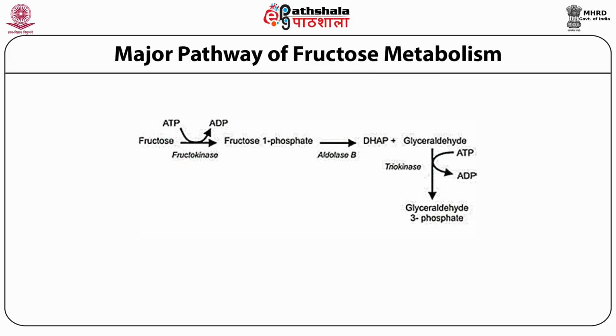Fructose 1-phosphate aldolase, also known as aldolase B, catalyzes the cleavage of D-fructose 1-phosphate as shown in the figure. It is an isoenzyme of the glycolytic pathway aldolase and is abundant in the liver. The fate of D-glyceraldehyde may take several routes.